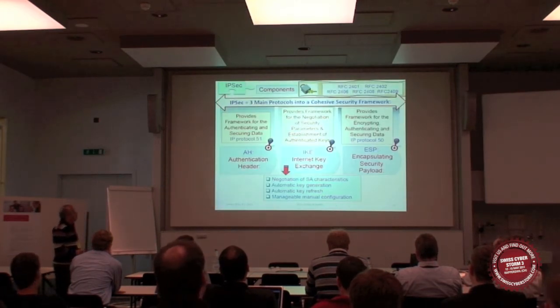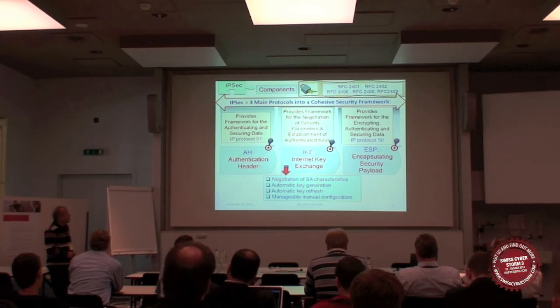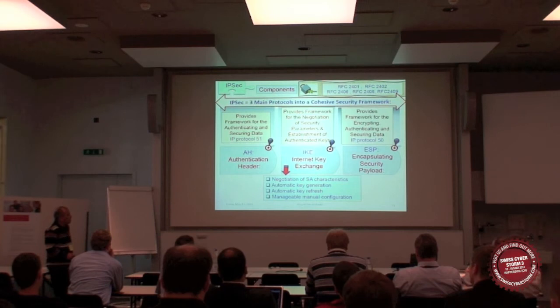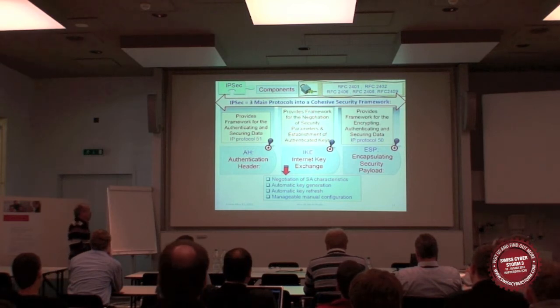Now, the IPsec components, which are explained in these requests for comments. IPsec combines three main protocols into a cohesive security framework: the authentication header, the internet key exchange, and the encapsulating security payload. The authentication header provides a framework for authentication and securing data. This is IP protocol 51. The internet key exchange provides a framework for the negotiation of security parameters and establishment of authenticated keys. This is using security associations. And the encapsulating security payload provides a framework for encrypting, authenticating, and securing data, IP protocol 50.